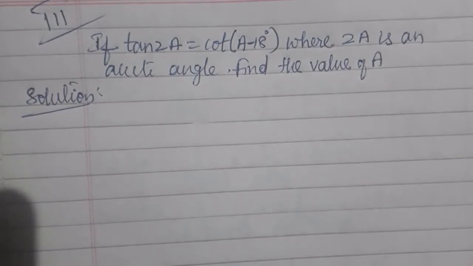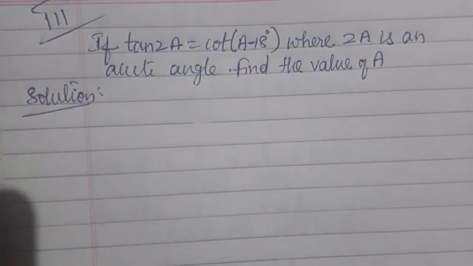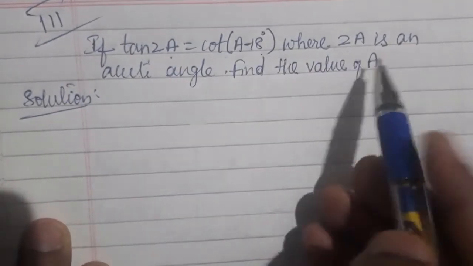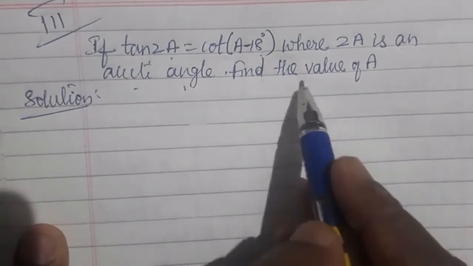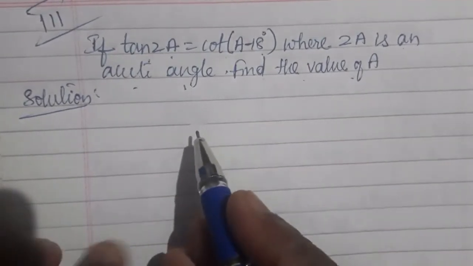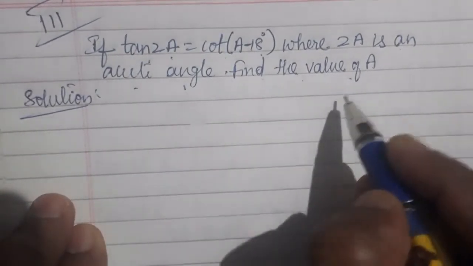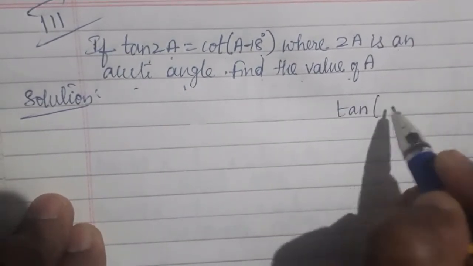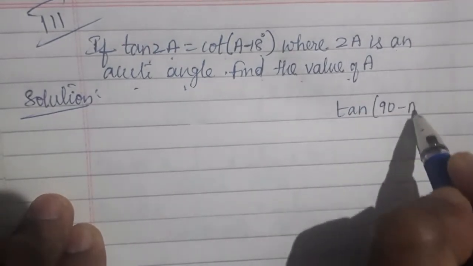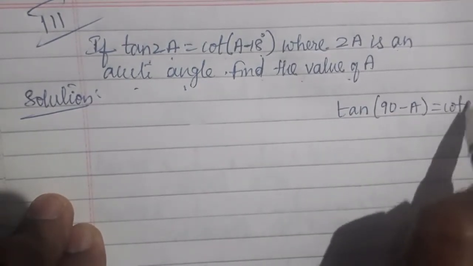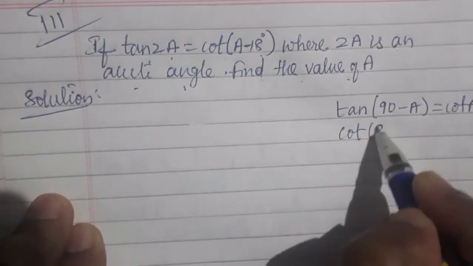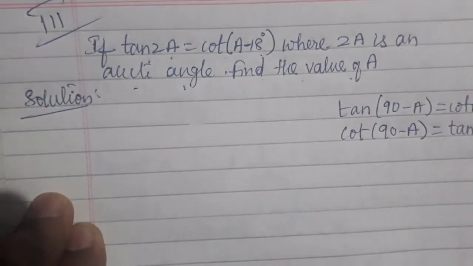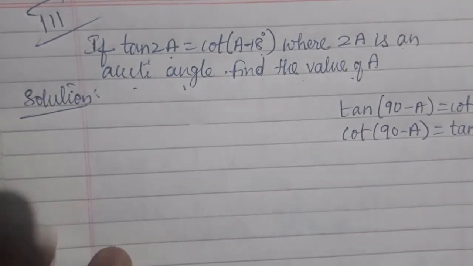Next important sum for SSLC. If tan 2a is equal to cot a minus 18, where 2a is an acute angle, find the value of a. So here I'll be using this ratio. I'll be using tan 90 minus a is equal to cot a, or cot 90 minus a is equal to tan a. Okay, cot 90 minus a is equal to tan a.